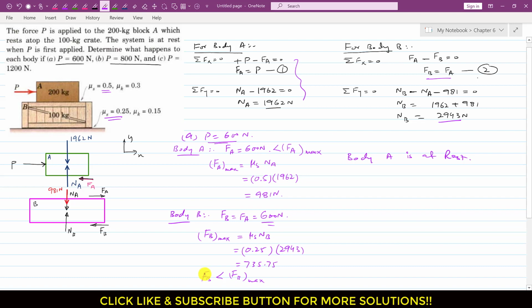Again, we can see that Fb, which is 600 newtons, is less than Fb max. So again, this means that block B is also in static equilibrium. In other words, when P is equal to 600 newtons, body B, or crate B, is also at rest.